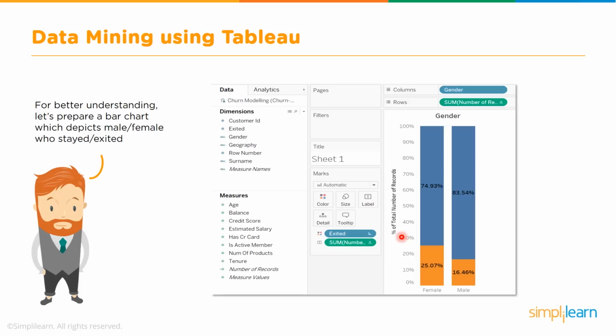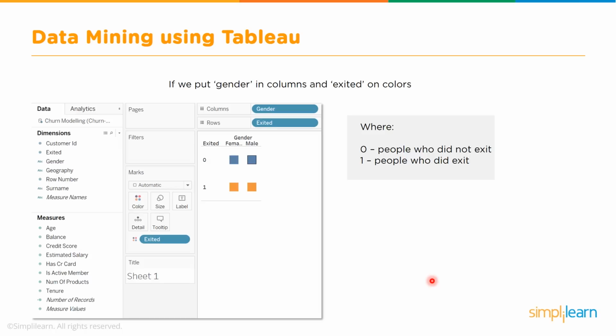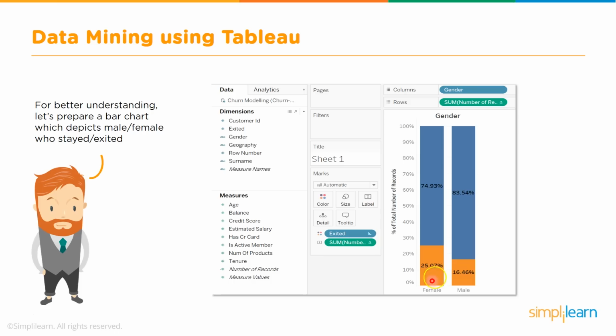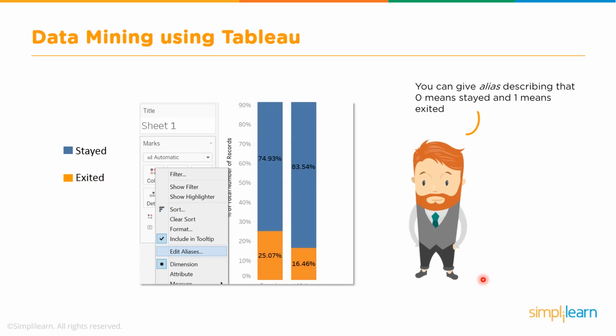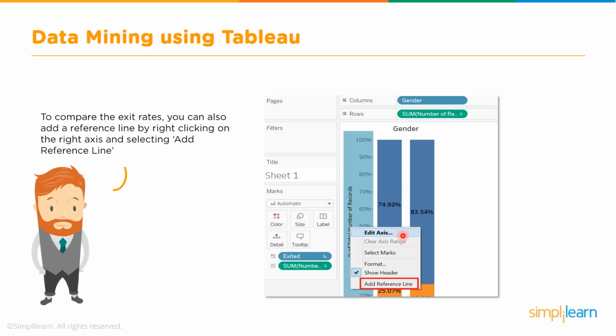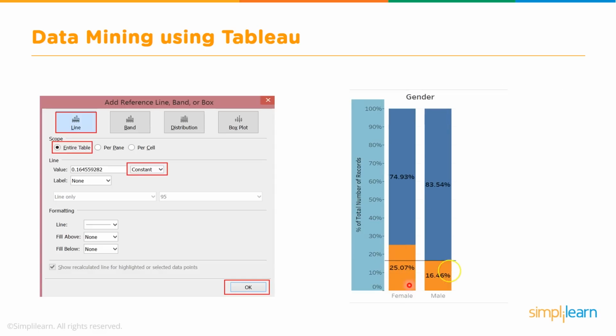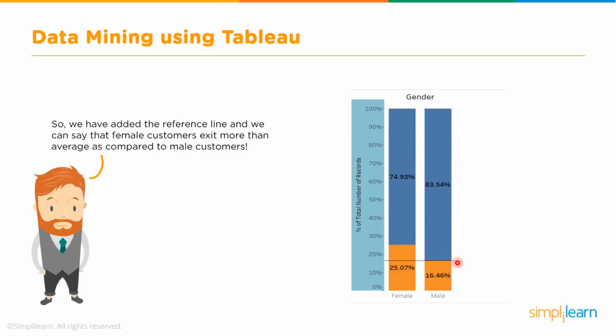Now if we pull the data here and create bar graphs, this is how it would look. What is yellow? Yellow is who exited, and for the male, only 16.45% have exited. We can also draw a reference line, or even provide aliases. These are a lot of fancy features provided by Tableau. You can create aliases so that it looks good rather than basic labels, and you can also add a reference line. With a reference line, we can make out that on average, female customers exit more than male customers.